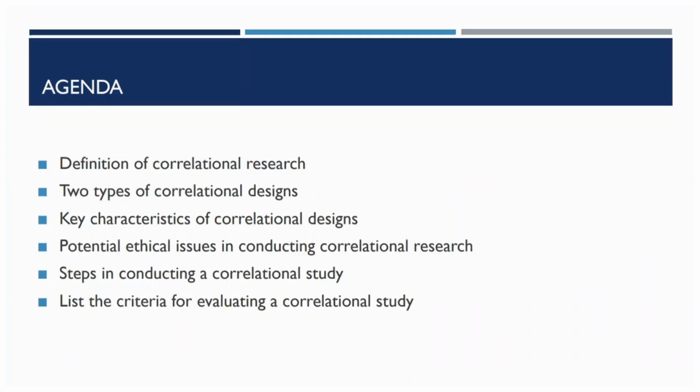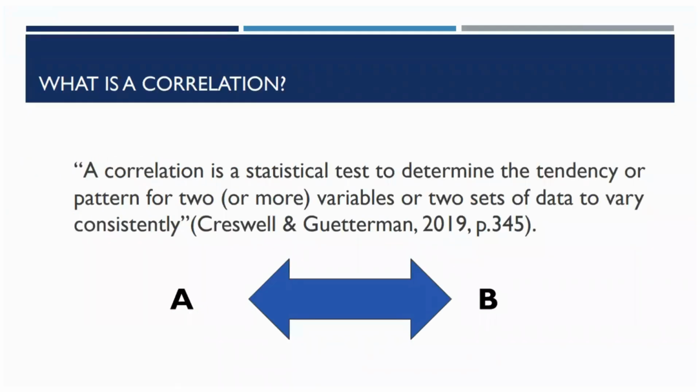Our agenda today is going to be definitions of correlational research, two types of correlational designs, key characteristics of correlational designs, potential ethical issues in conducting correlational research, steps in conducting a correlational study, and list the criteria for evaluating a correlational study. So what is a correlation?